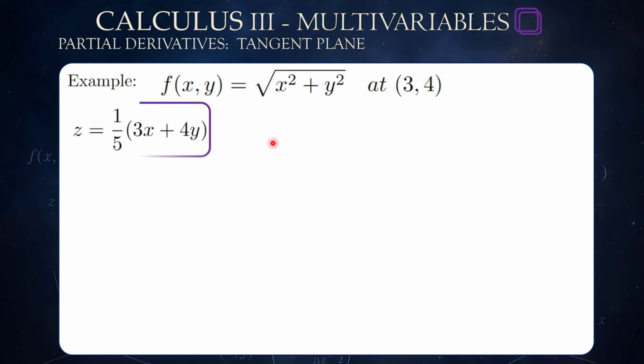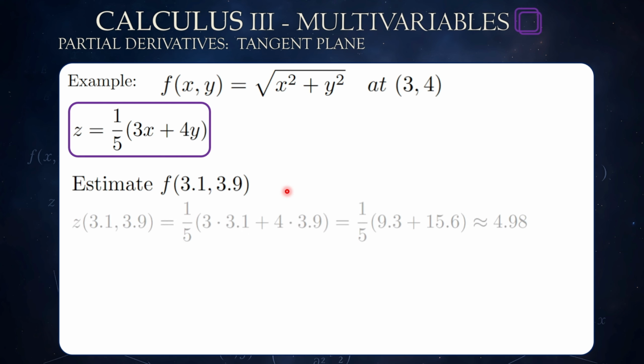So again, this is the equation of the tangent plane. It is a plane, not a line, over this function at (3, 4). Another question: let's estimate f(3.1, 3.9), or z(3.1, 3.9). What would be the height of the plane at this point? So z(3.1, 3.9) is equal to 1 divided by 5, (3 times 3.1 plus 4 times 3.9). We are replacing x and y in the equation of the tangent plane, which equals 1/5 (9.3 plus 15.6), around 4.98.